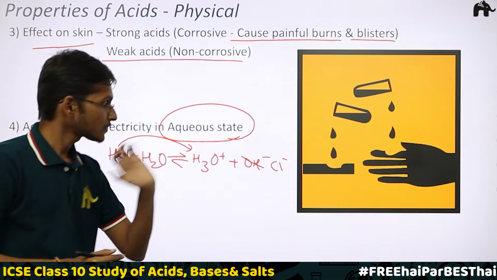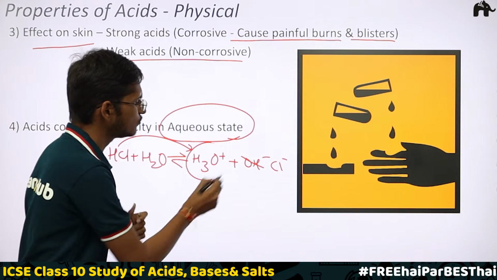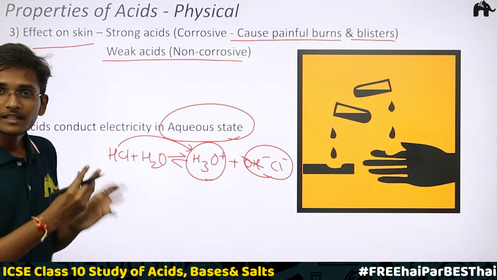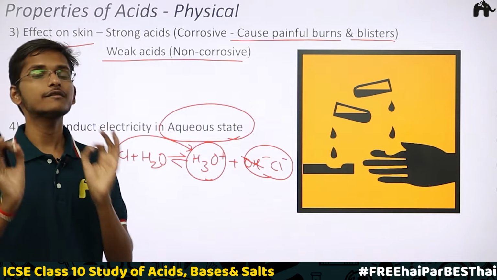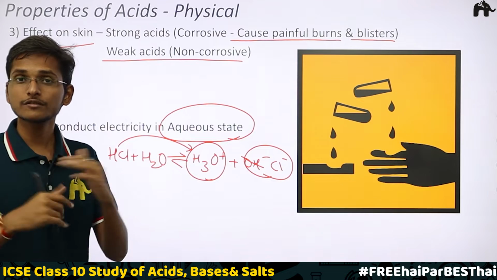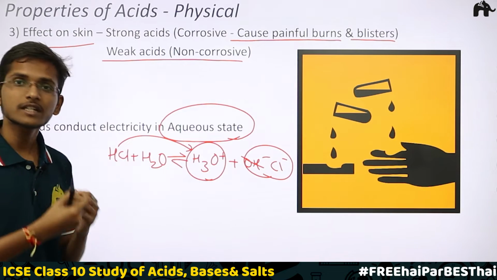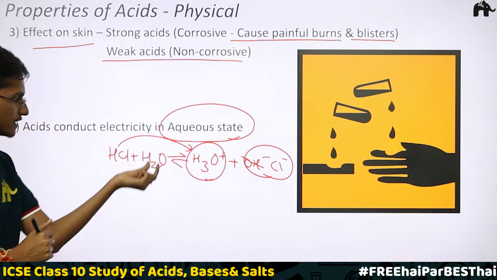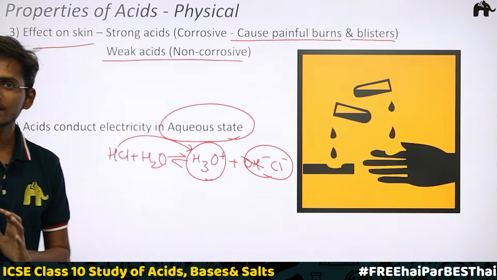These Cl minus ions and H3O plus ions are free to move in water. These are mobile ions, so they conduct electricity, because we know that all that is required for conducting electricity is free ions. We have already studied in electrolysis that these ions move towards the respective electrodes and conduct electricity. So in this case also, HCl is an acid, and in its aqueous state it produces free ions. That's why it conducts electricity.